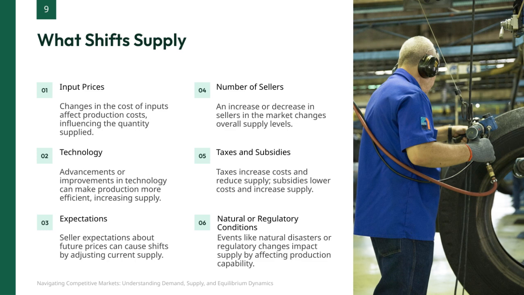Lastly, natural or regulatory conditions such as natural disasters or new regulations can disrupt production capacity, leading to significant supply shifts. As you can see from the image, supply dynamics often directly affect industries like manufacturing, where operational changes quickly translate into shifts in what's available in the market. Understanding these factors helps us anticipate changes and respond effectively.